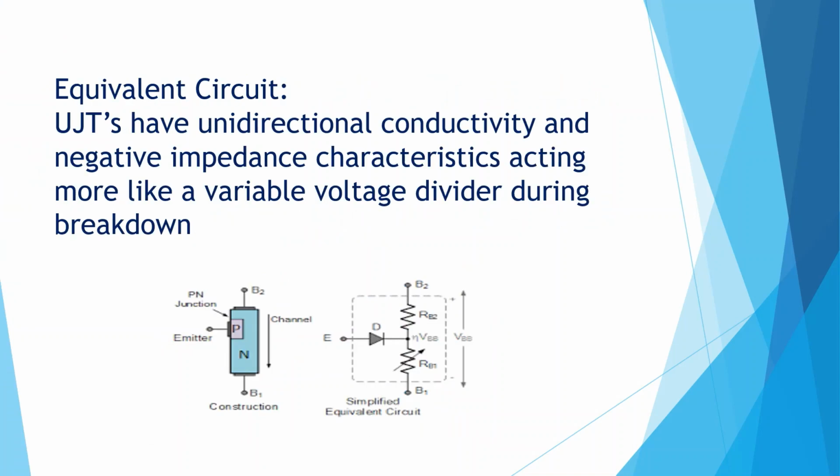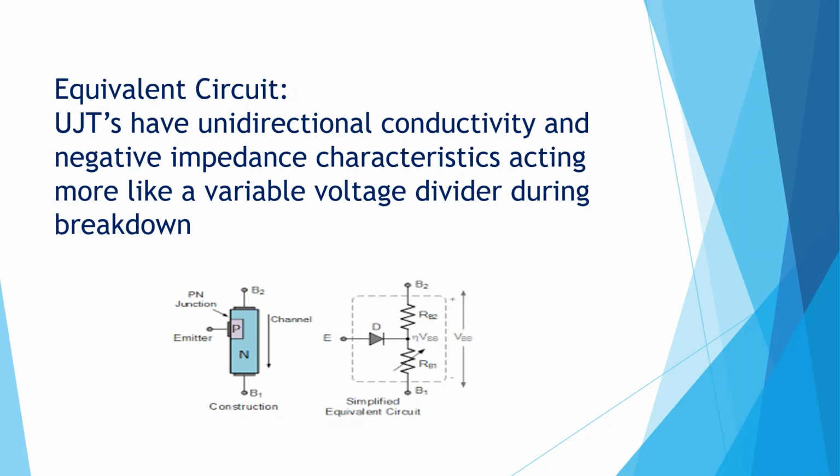UJT has unidirectional conductivity, which means current conduction is only in one direction, and negative impedance characteristics, as I have told you. Negative impedance means, see, in Ohm's law, V is equal to IR, right? So when the voltage increases, the current increases because they are directly proportional. But if the resistance is negative, the current becomes negative, and we can say that as the voltage increases, the current decreases. That phenomenon is called negative impedance characteristics.